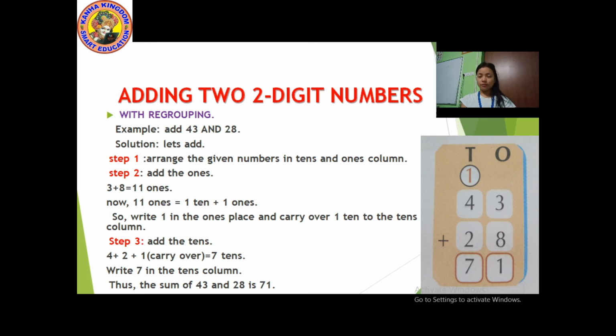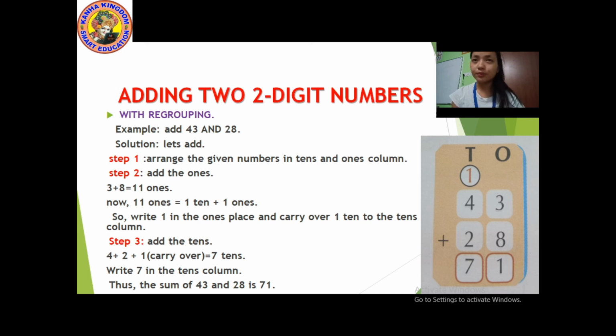Okay, step 1. The first step is to arrange the given numbers in tens and ones columns. So we have to arrange these two numbers, 43 and 28, in tens and ones columns in the place value chart. So we completed the first step. The second step is add the ones. We have to add the ones.